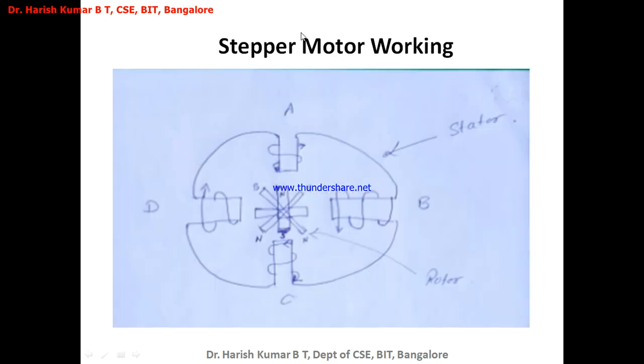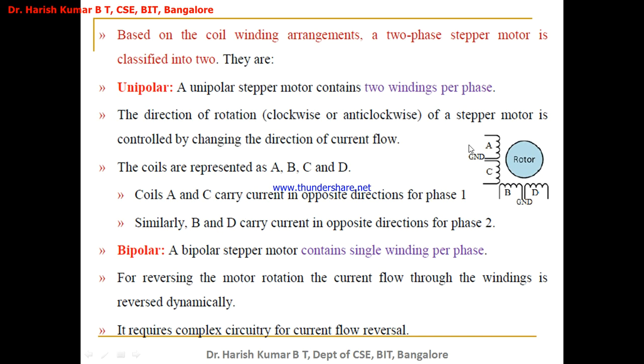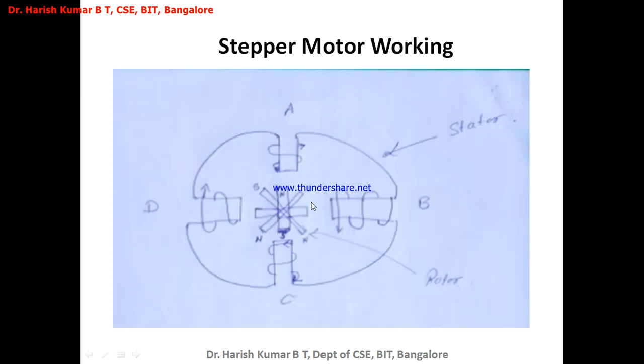Now this is the stepper motor working. This looks a little different from the earlier one; I have drawn it as per my convenience in order to explain the working properly. You can observe here the stepper motor has 4 poles. This is the outer part, the stator, I have written here stator, and the inner part is the rotor. This is the one which rotates.